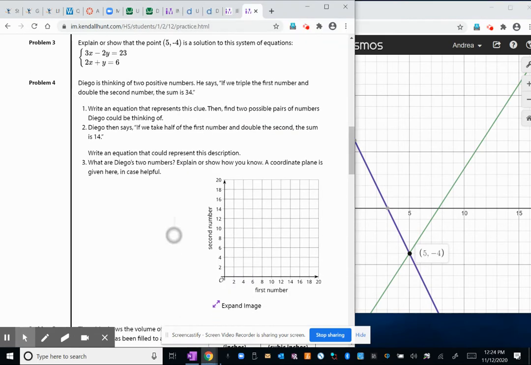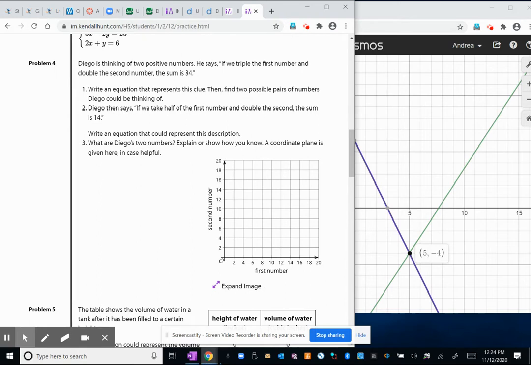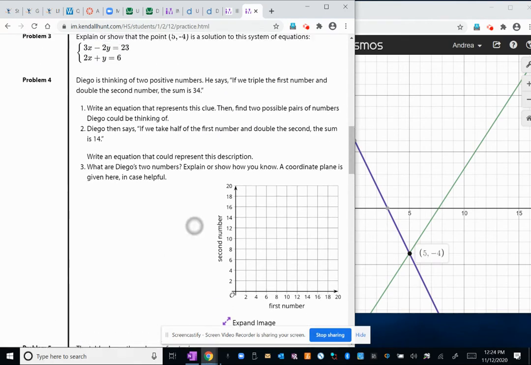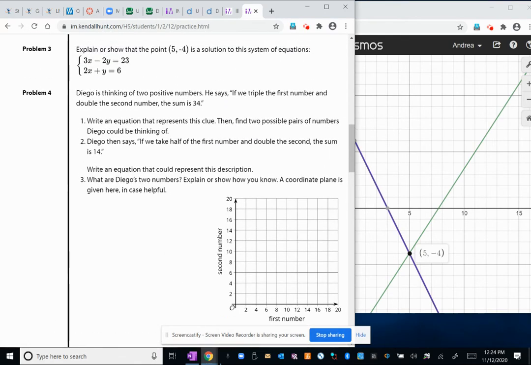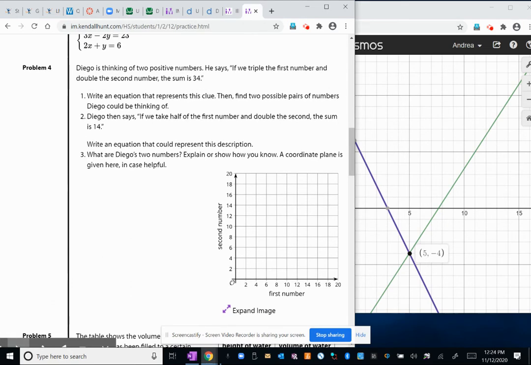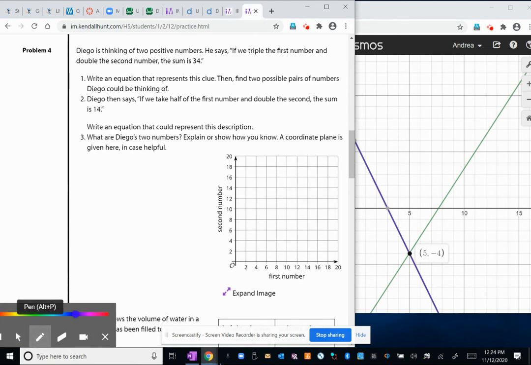Number 4, Diego is thinking of two positive numbers. He says, if we triple the first number and double the second number, the sum is 34. So to write an equation to show that, tripling the first number, let's call the first number x, and the second number, we can call the second number y.